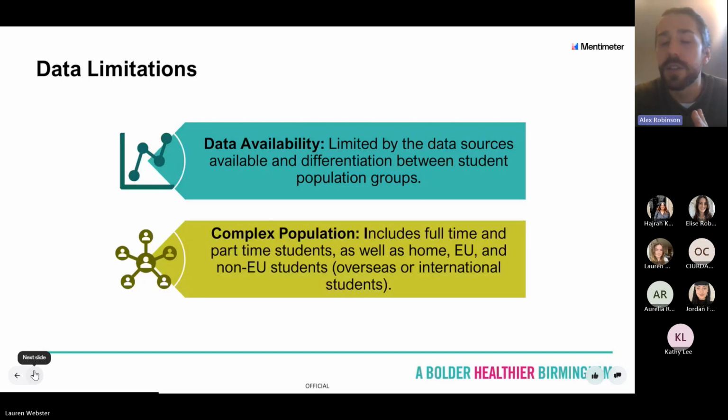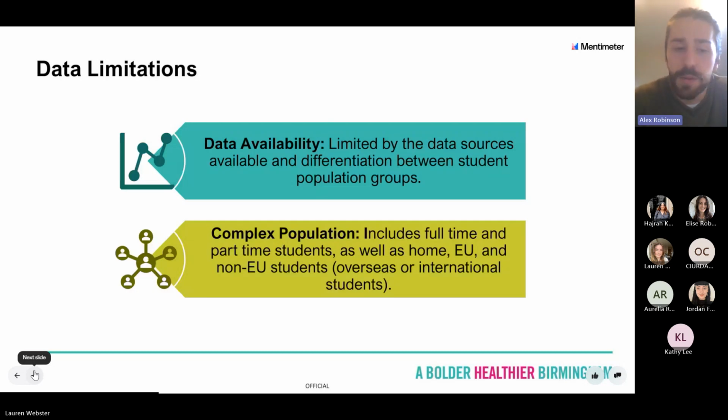And secondly, the student population is very complex and diverse. So it includes full-time, part-time, and international students from all over the world as well. The different groups within the population will face very different challenges and inequalities, and they might not all have the same experiences of education within the UK.